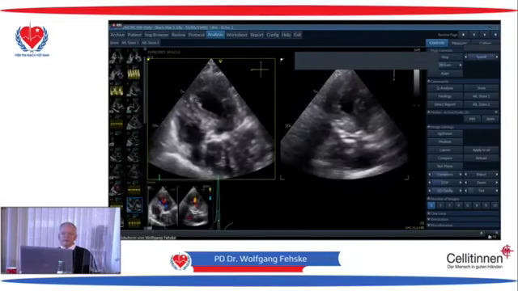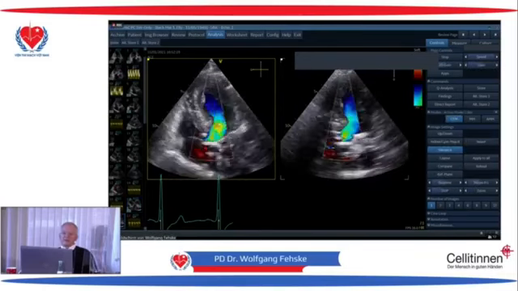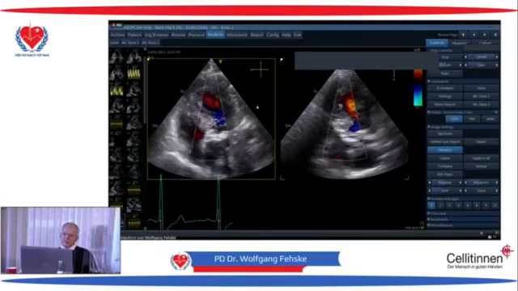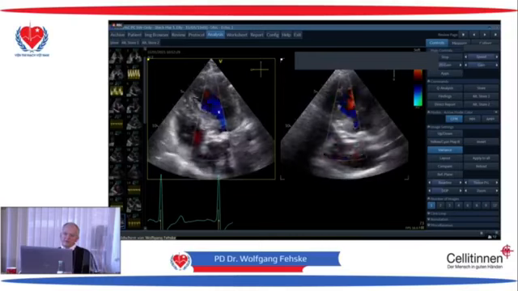And we put in color, and you see the color shows that there is an acceleration very deep in the heart already.